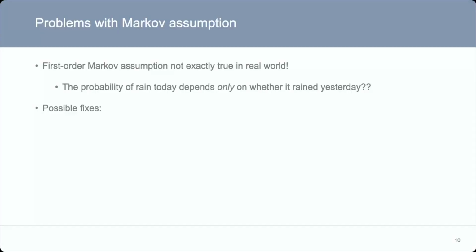There are some obvious fixes to this issue. We can increase the order of Markov processes and say that whether or not it rains today depends on whether or not it rained yesterday and the day before and so on. Or we can add other state variables such as temperature at t, pressure at t, and so on.